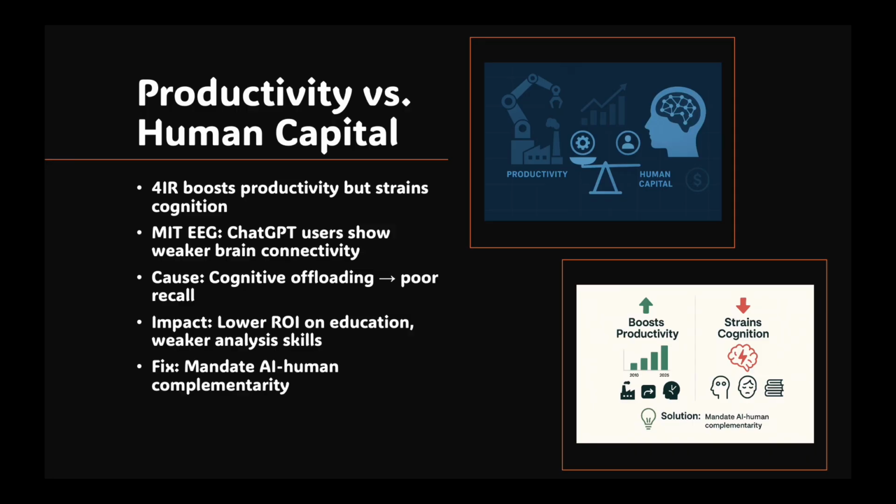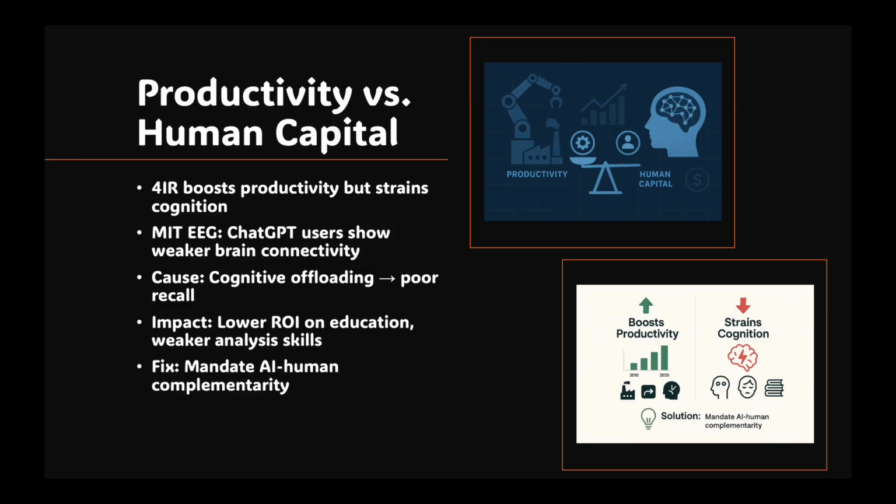Researchers found that ChatGPT users showed the lowest neural connectivity in brain regions tied to executive control and memory. The mechanism is cognitive offloading. Students simply copied and pasted and consequently failed to recall the content they produced. This is where the economic cost emerges.